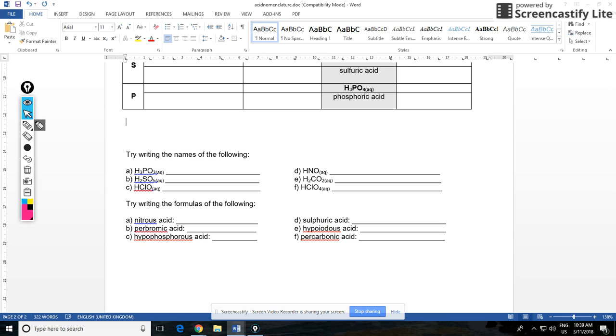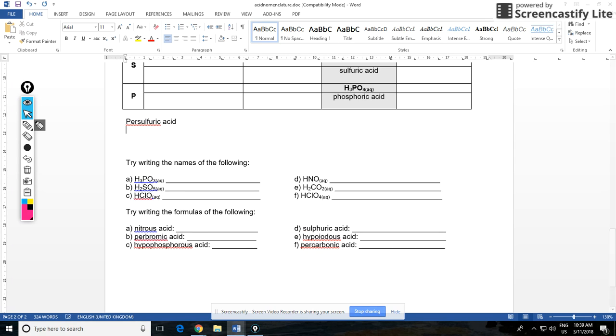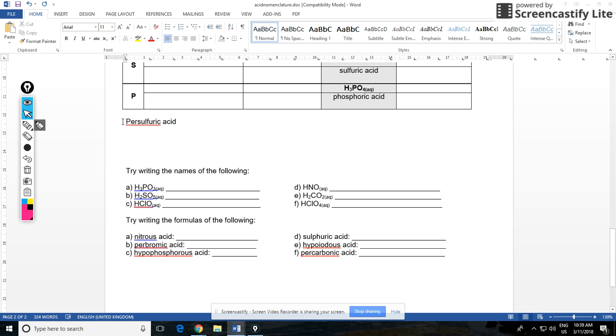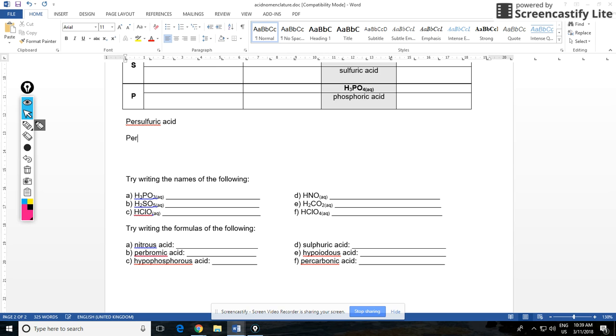Okay, so now we're going to take a look at how to write formulas based on the name. So let's say that I had persulfuric acid. First of all, you know this is not a binary acid because there's no hydro in the front. You know it's an oxy acid. Your first step is to figure out what the formula of the polyatomic ion is. So you need to remember that because there's an ic here, there was an ate there before because ate was replaced by ic. So this was persulfate.